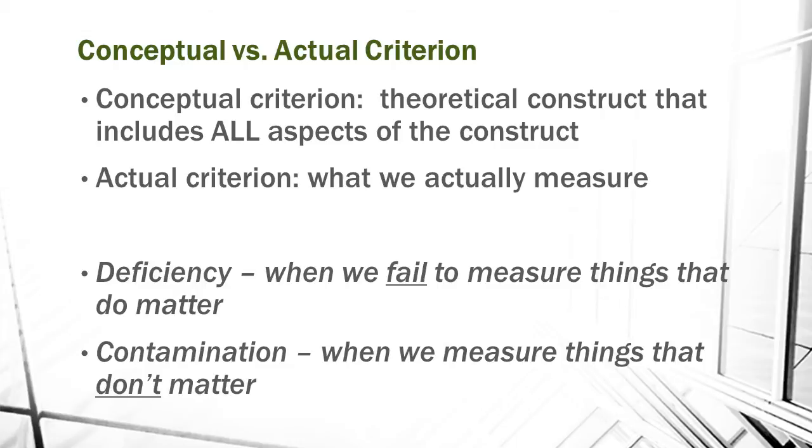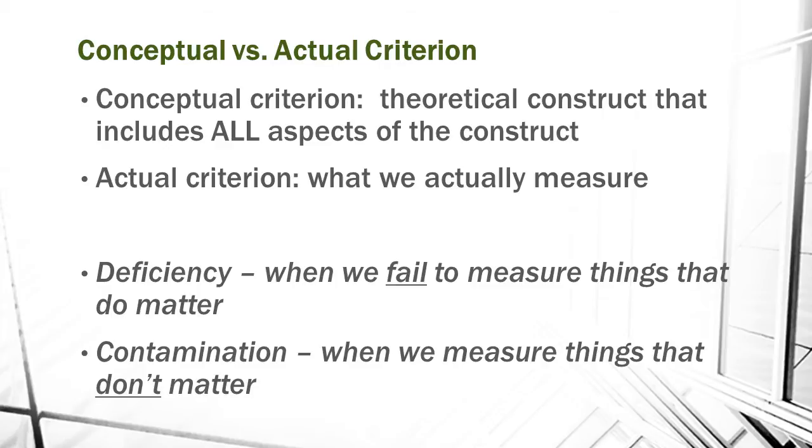So the conceptual criterion is a theoretical construct, and it includes all aspects of what we're talking about. It might be easiest to think about criteria in terms of job performance. So conceptually, it's all possible ways that we might be able to assess job performance. The actual criterion is what we actually measure. In other words, how do we actually capture what we mean by job performance?